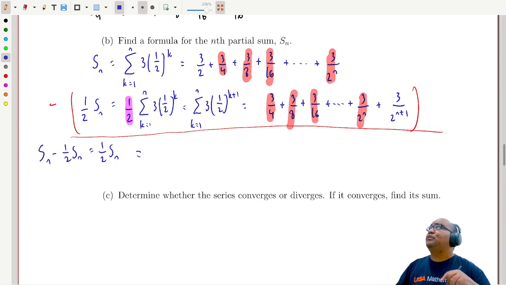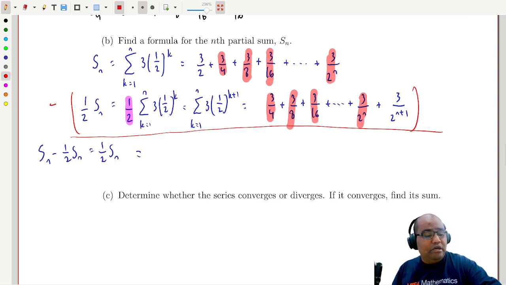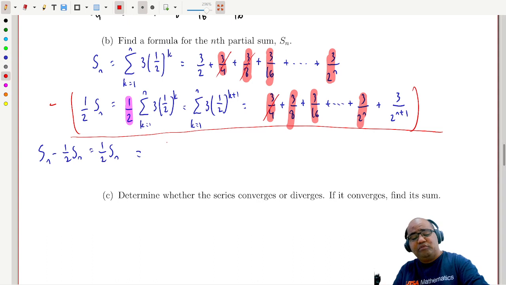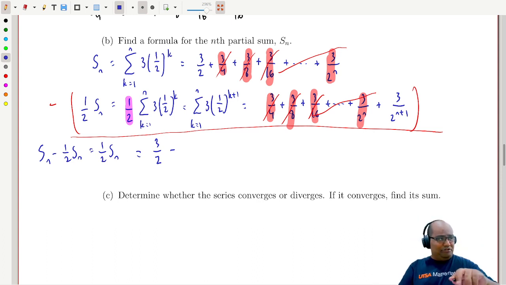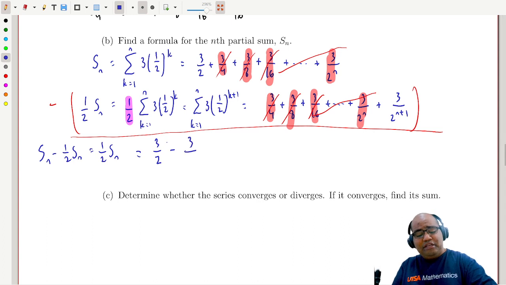But on the right, let's go ahead and take a look at what cancels here, okay? On the right-hand side, I'm doing top minus the bottom, so the 3/4 will drop, the 3/8 will drop, 3/16 will drop, everything there drops. And then what am I left with? The first term from the first one, that's 3 over 2, minus the last term from the last one, okay? So what remains there is 3 over 2 to the n plus 1.